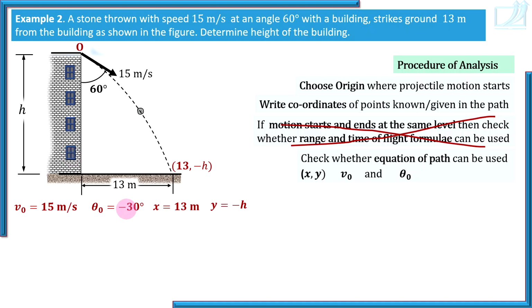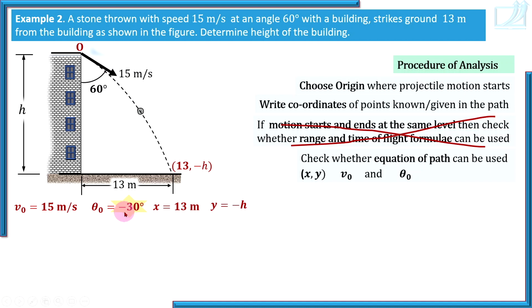Now the most important part of the problem is this. What is theta 0? It is the angle made by the initial velocity with the horizontal. So certainly, for theta 0 you should not substitute 60 degrees. It is minus 30, because it is 30 degrees downwards.